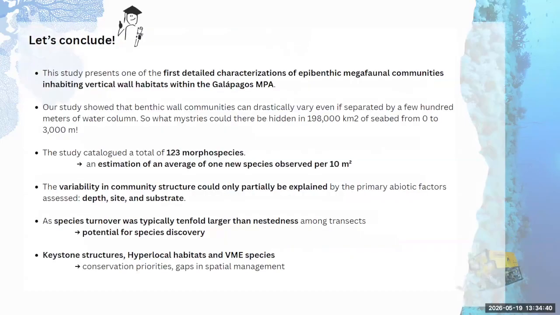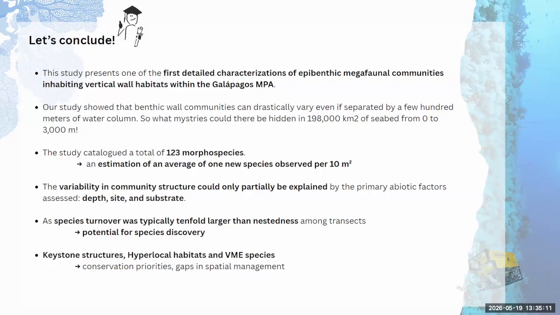So as a summary, this is the first detailed characterization of the epibenthic megafaunal communities within these vertical wall habitats in the Galapagos archipelago. And we recorded a really high number of morphospecies. It is like 123. And we also found that depth, site, and substrate were confounding, and we couldn't find one factor explaining most of the variation in the dataset.